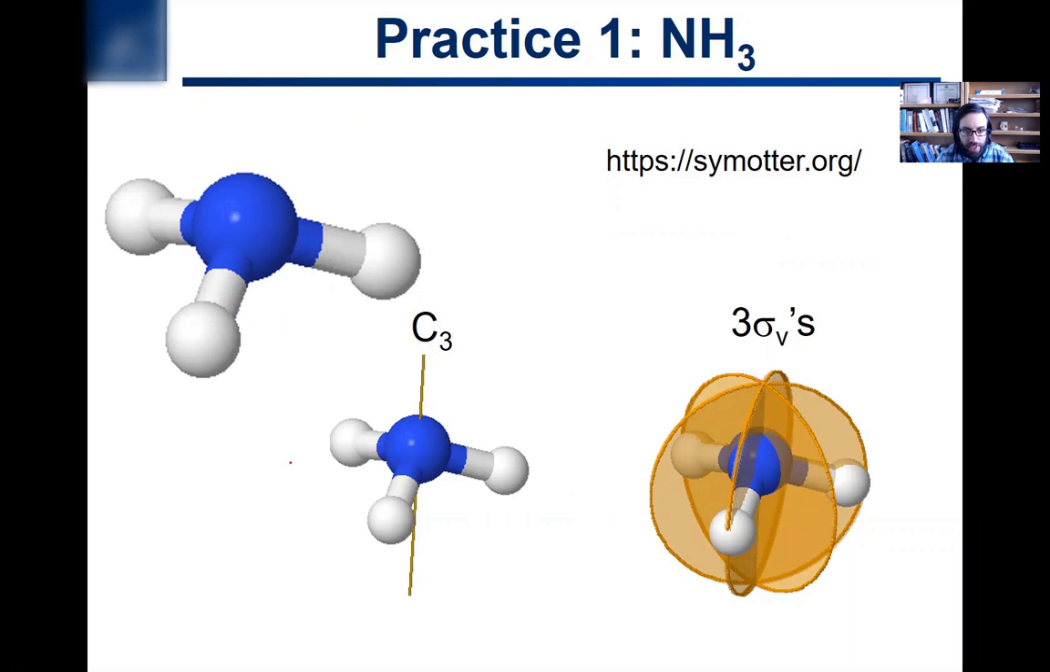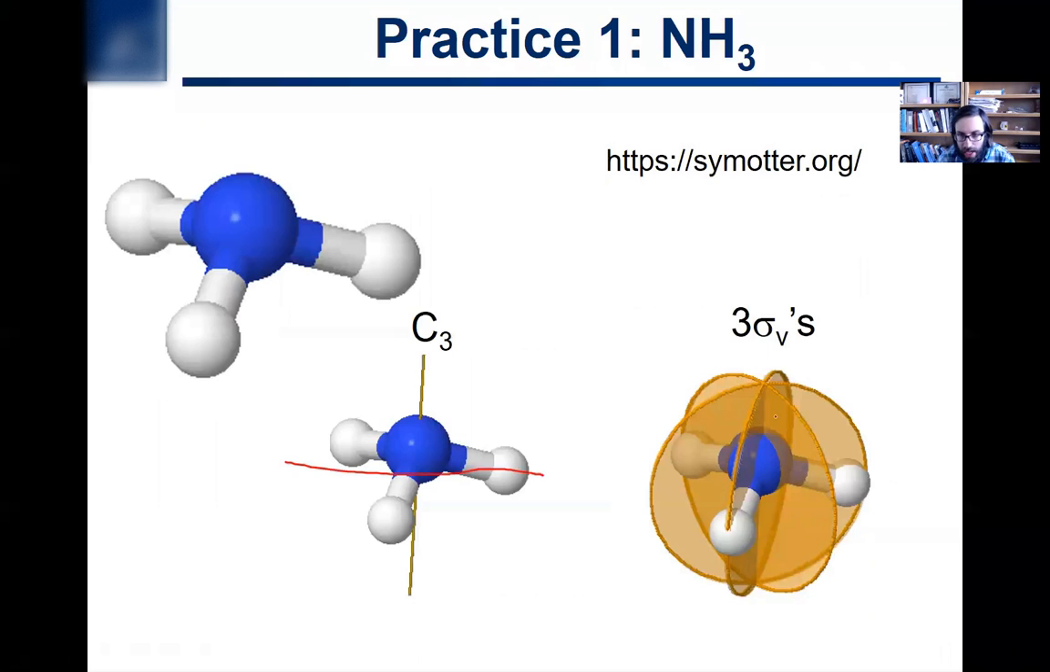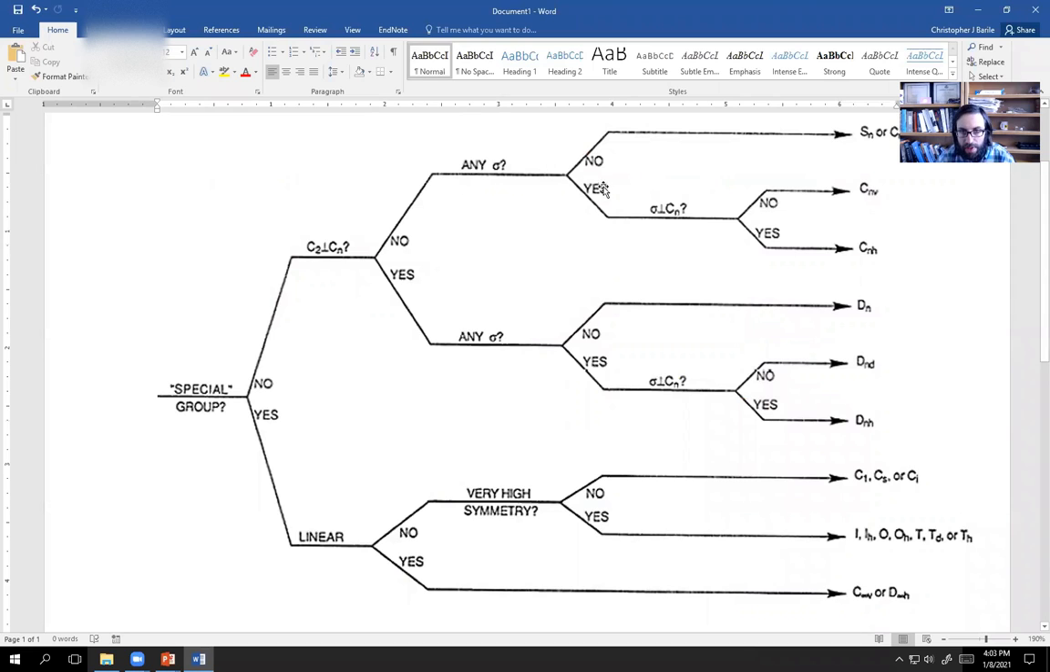There's no perpendicular C2. That would be somewhere here, and that would take this umbrella-shaped molecule and invert it. So it'd be like an upside-down umbrella, which would look different, right? So there's no perpendicular C2s. Are there any mirror planes? Yes, there's 3 of them, and they all contain the principal rotation axis. So yes, there's mirror planes.